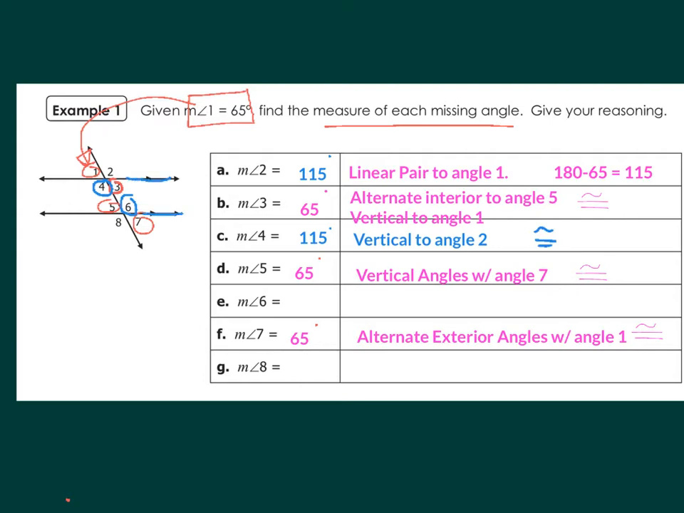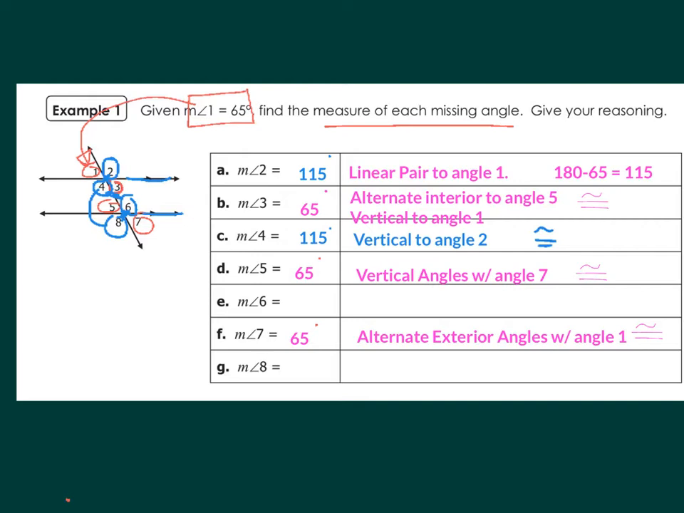Angle 6 is alternate interior to angle 4, which makes it congruent because alternate interior angles of parallel lines are congruent. Angle 6 is also corresponding to angle 2, and corresponding angles of all parallel lines are also congruent. 4 is corresponding to 8, and corresponding angles of parallel lines are congruent. 8 is vertical to 6. They're congruent as well. So 8 is the same as 6 because they're vertical. 6 is the same as 4 because they're alternate interior. 4 is the same as 2 because they're vertical.